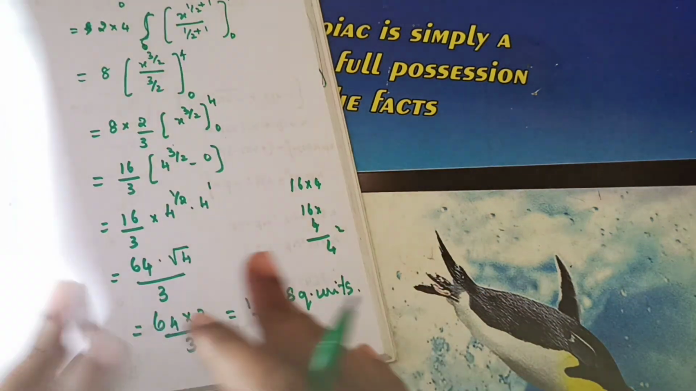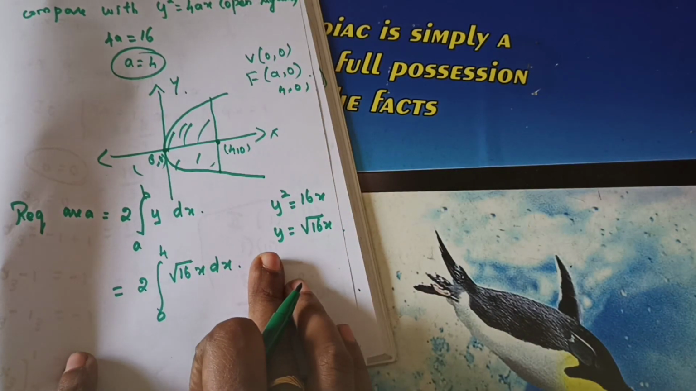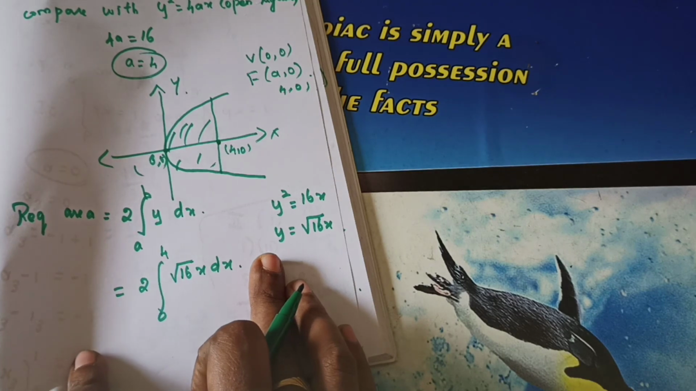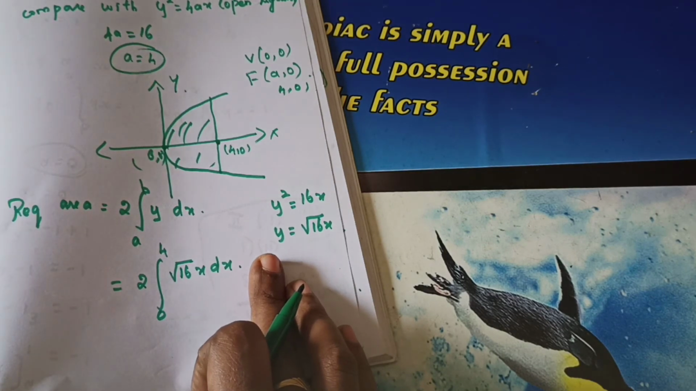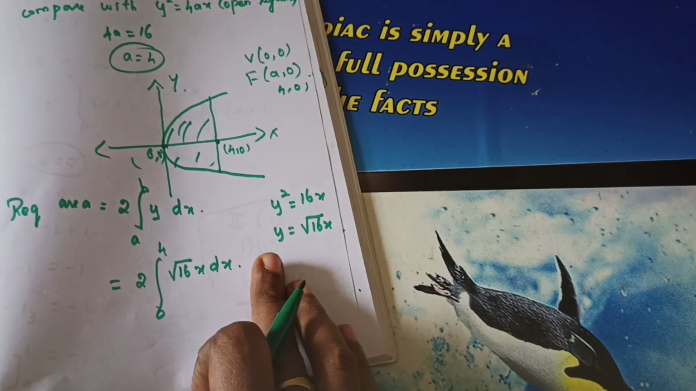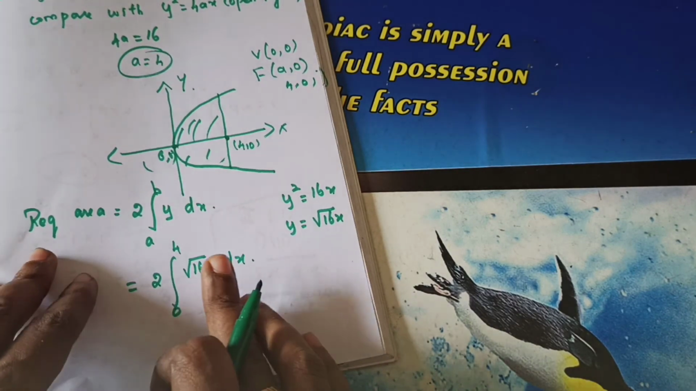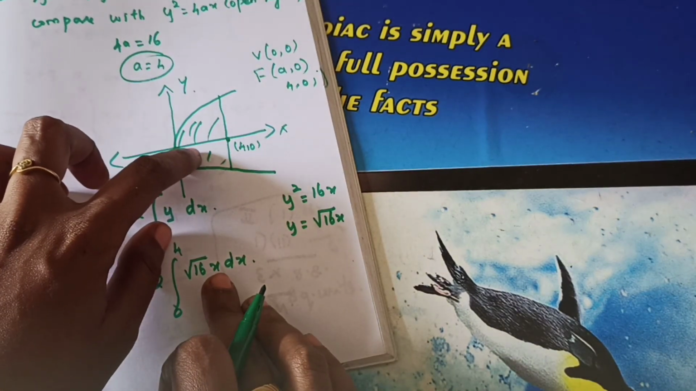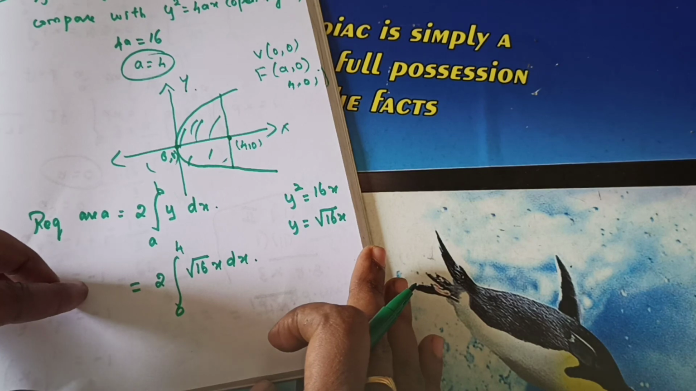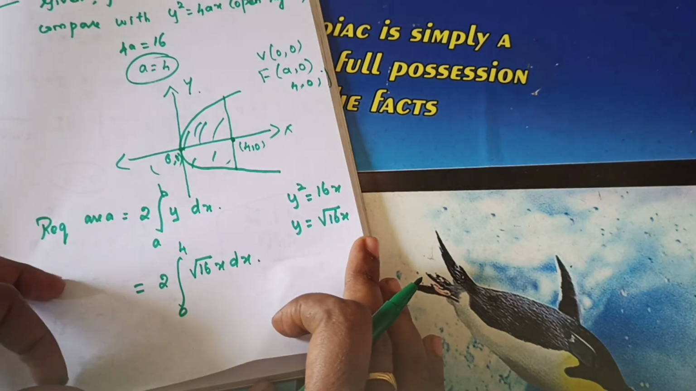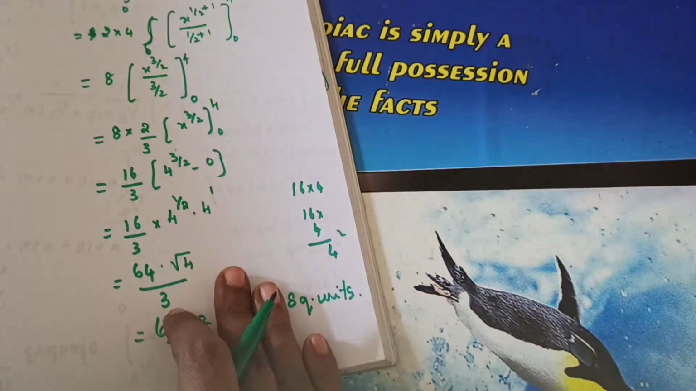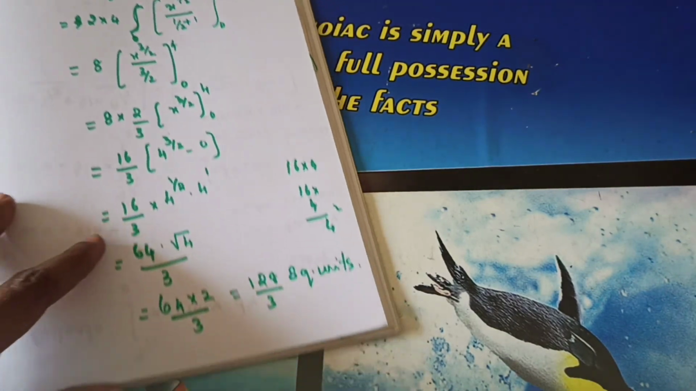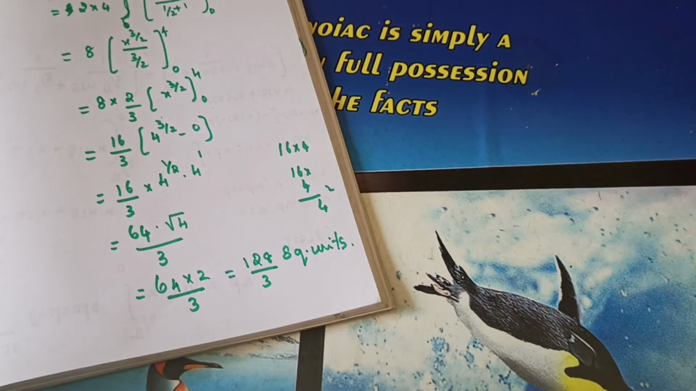Understand? So listen here. It's a parabola, open rightward. Y square is equal to 4ax means it will be open rightward. So 2 times it is symmetrical about the axis. So 2 into integral of y dx. So 2 into square root of 16x. So it's a perfect square. You can take it outside and simplify. You will get 128 by 3. Okay.